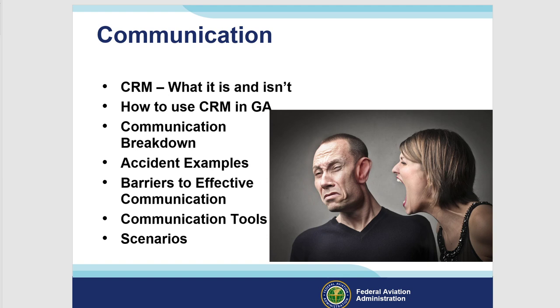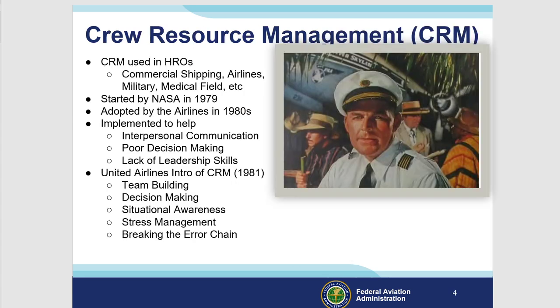So, a brief introductory history here that we will skip through as quickly as possible. Basically, it started in 1979, and it was adopted by airlines in the 1980s to help with interpersonal communication, poor decision-making, and a lack of leadership skills. United Airlines was the first one to bring this into their flight training department in 1981 to try to improve team building, decision making, situational awareness, stress management, and breaking the error chain.